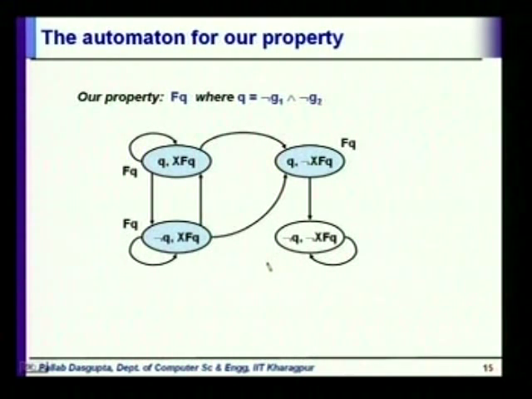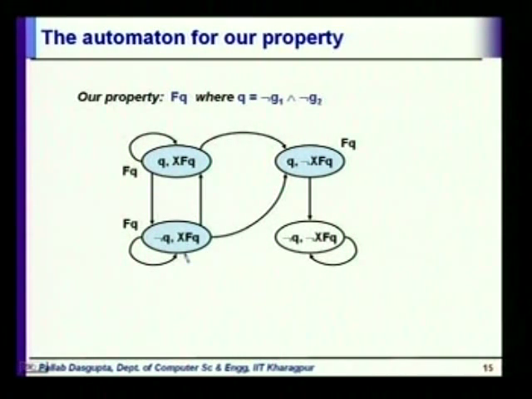We will take the product of this with the implementation and try to find out whether there is at least one accepting run. If there is at least one accepting run, that is a counterexample trace for var phi, because this automaton is for not of var phi. Clear? Now the problem with this is that there are some spurious runs here. Okay. Now let us see what could be a spurious run.